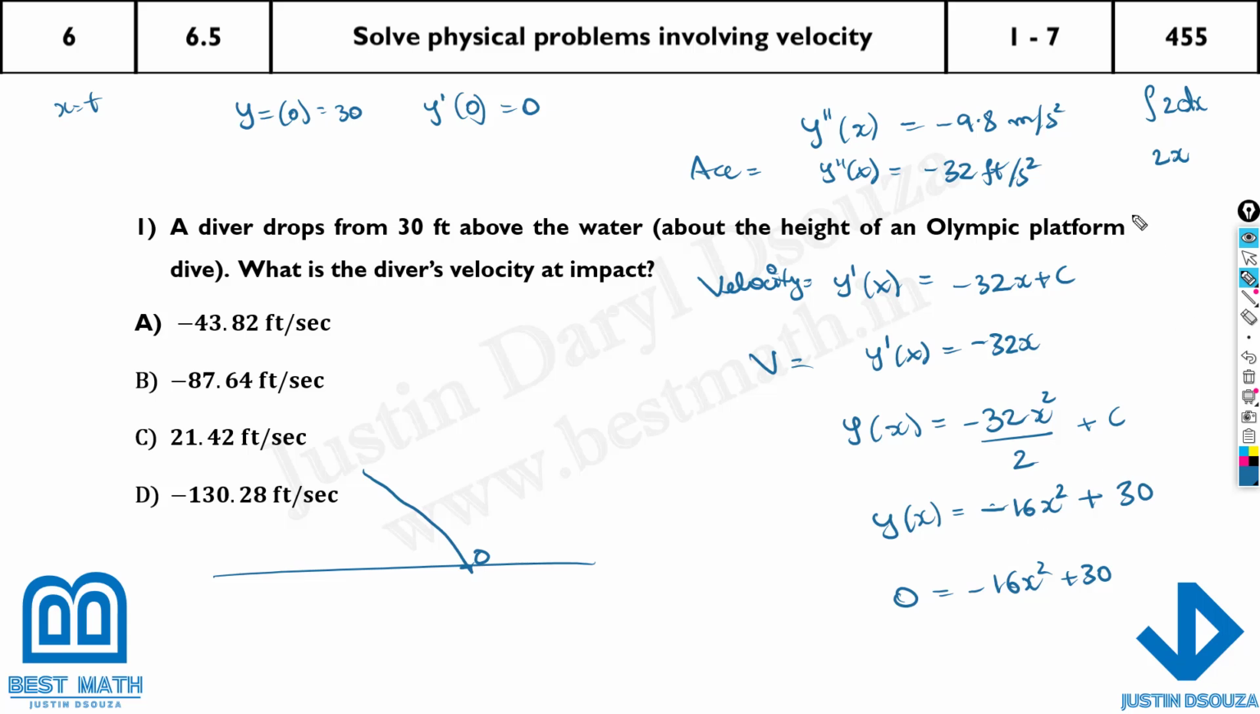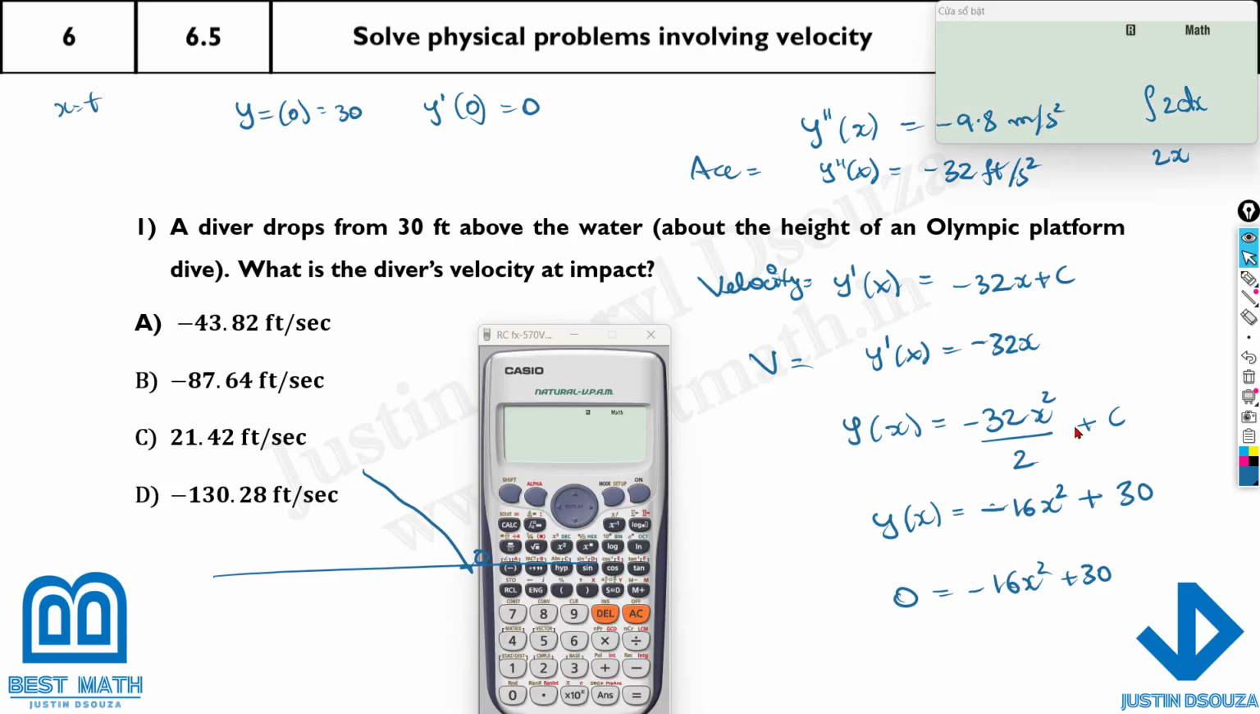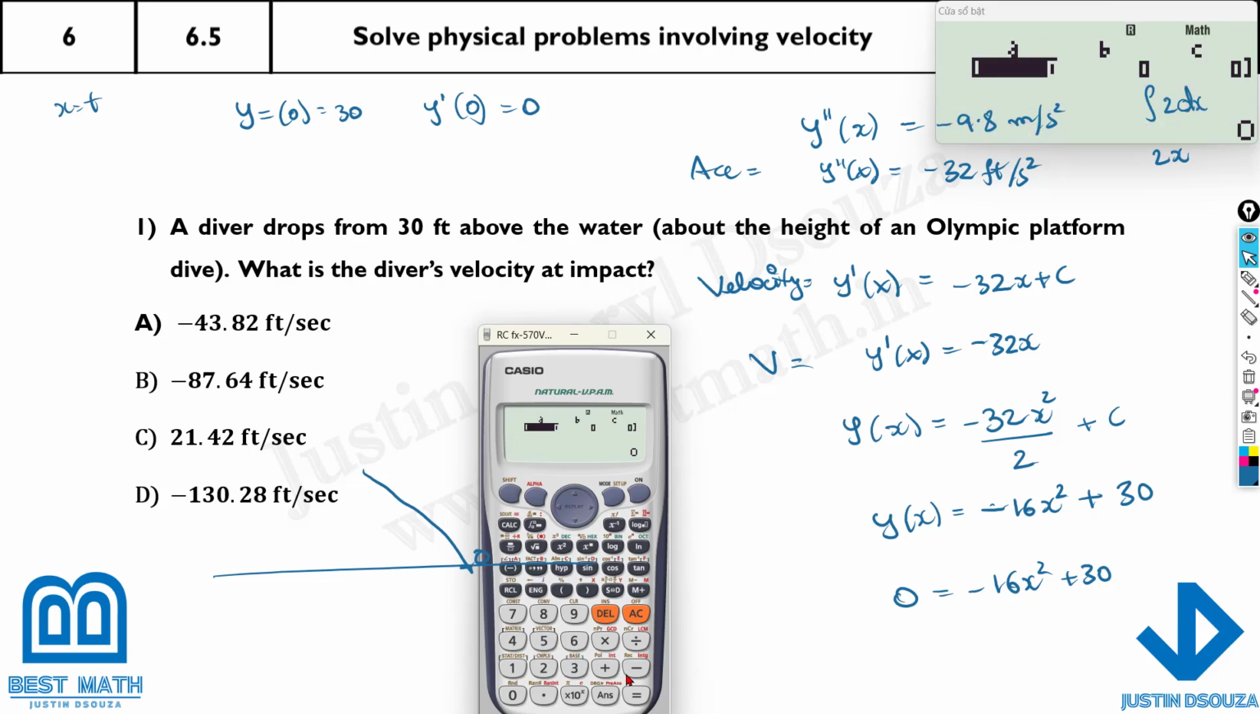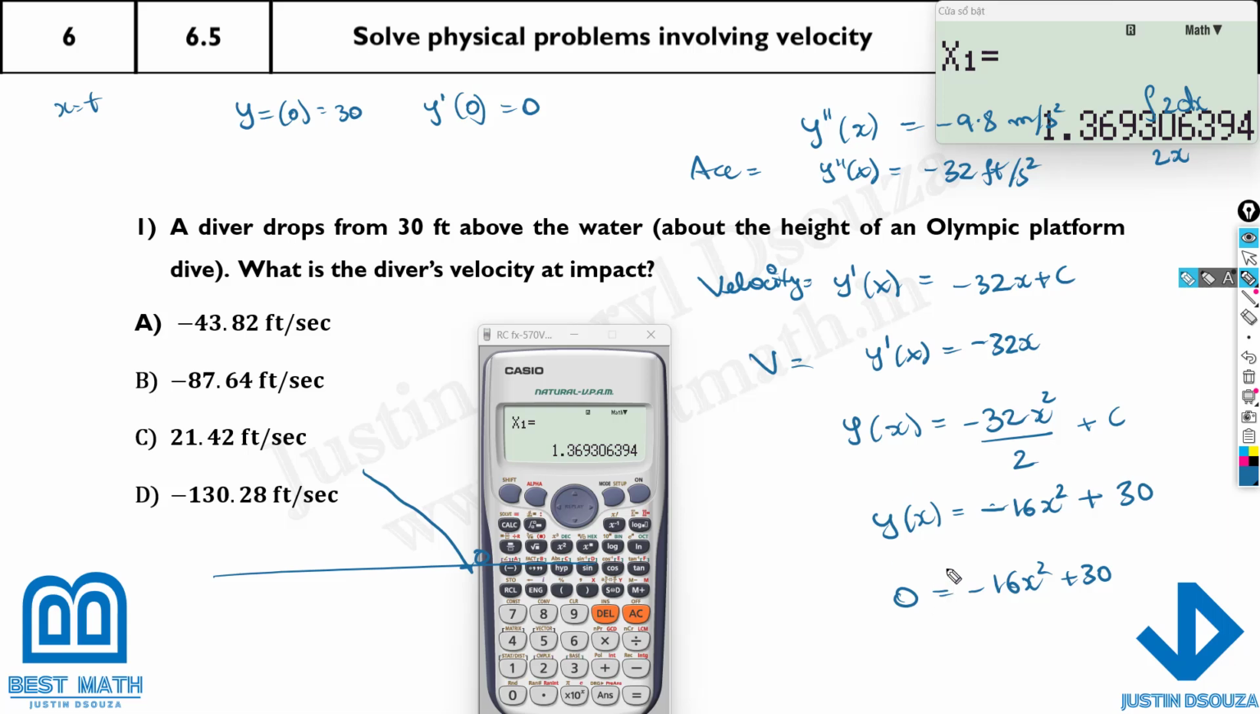So let's use the calculator and find it out. Here, let's do mode 5 and 3 for quadratics. It's minus 16. There is no x term, so it's 0. And lastly, we have 30 as a constant term. The answer is 1.369. Let's see one more answer. It's negative. You can't have negative times, so here we will have to consider only the positive value, that is this one.